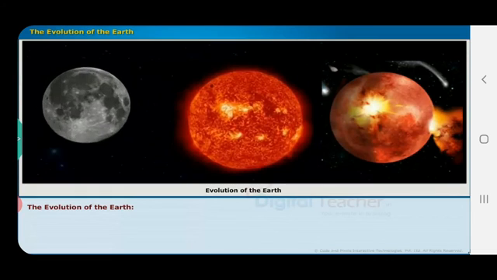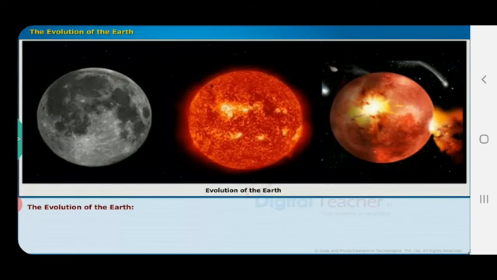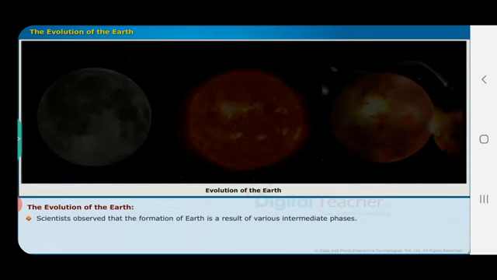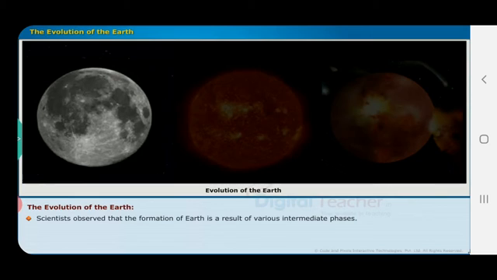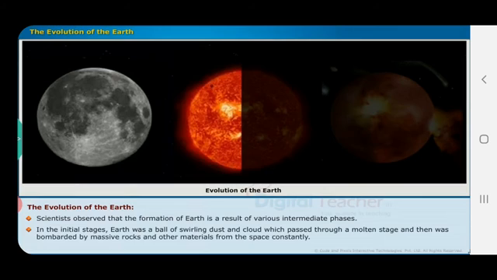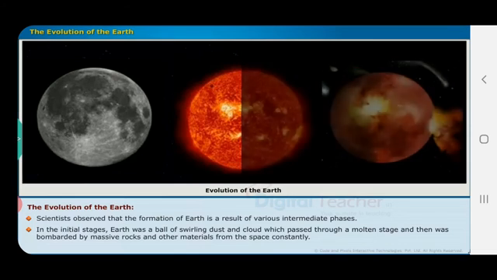Now, let us learn about the evolution of our planet Earth. Scientists observed that the formation of Earth is a result of various intermediate phases. In the initial stages, Earth was a ball of swirling dust and cloud which passed through a molten stage and then was bombarded by massive rocks and other materials from space constantly.